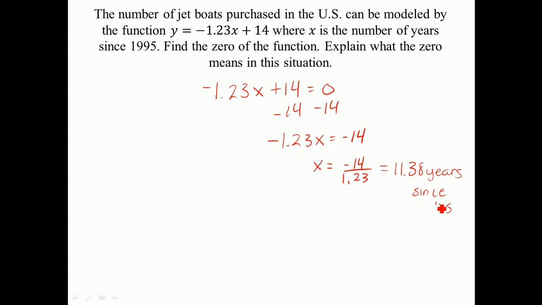Now, explaining what that 0 means: if you have 11.38 years after 95, there will be no boats purchased. Because remember, the number of boats purchased is modeled by this equation. So if this equation equals 0, then that means that no boats were purchased. And at what time is there no boats purchased? So we'll just go over that. I'll just leave it at that.